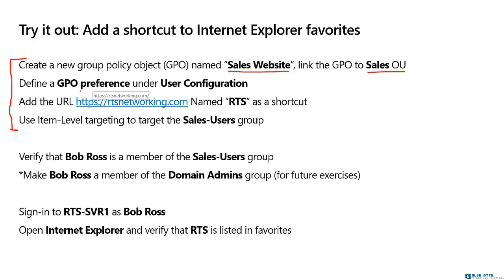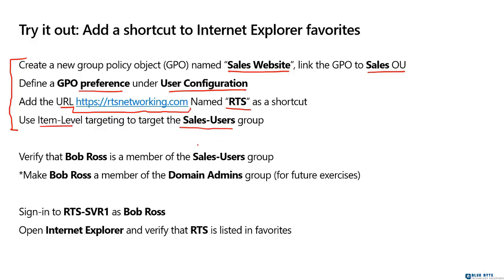I'm going to go to Preferences under my user configuration when I edit that group policy object, and I'm going to add a shortcut that points to the URL https://rtsnetworking.com, and I'm actually going to name it RTS. So we'll see there's a spot for the name, then you define the URL the name resolves to. And I'm going to use item level targeting, and I'm going to target this specifically to the sales users group.